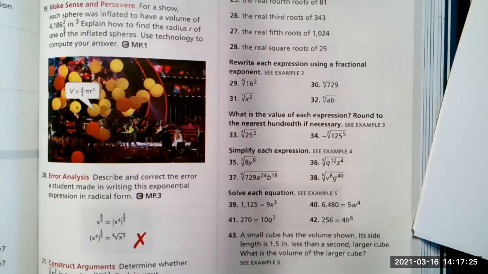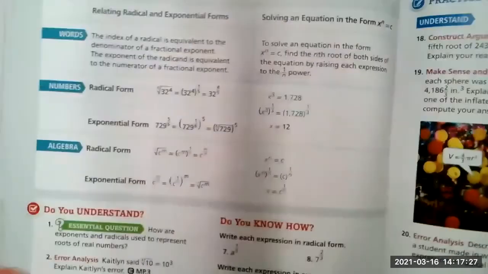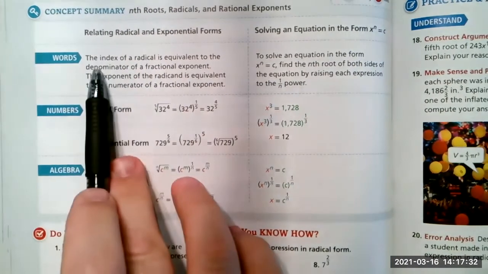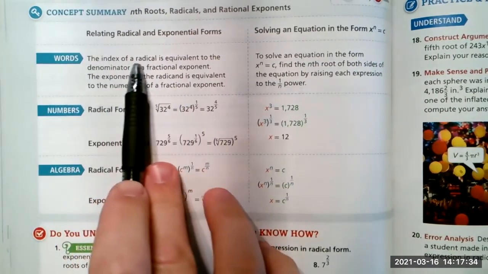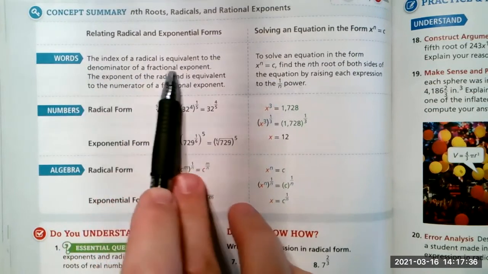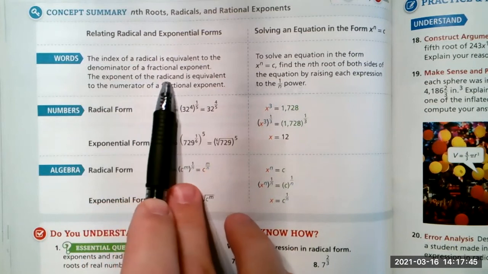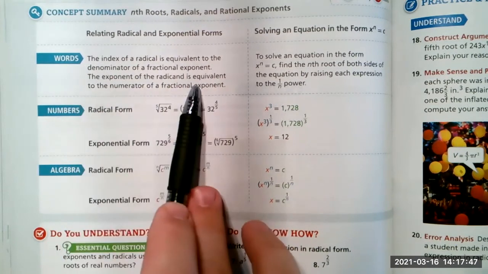And then we are to our concept summary. So this is basically summarizing everything we talked about. Let's just go through here real quick. This is talking about the index of a radical is equivalent to the denominator of a fractional exponent. So remember, the cube root of x is the same thing as x to the 1/3 power. Okay. The exponent of the radicand is equivalent to the numerator.